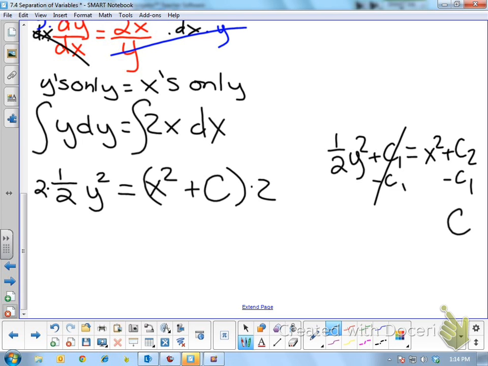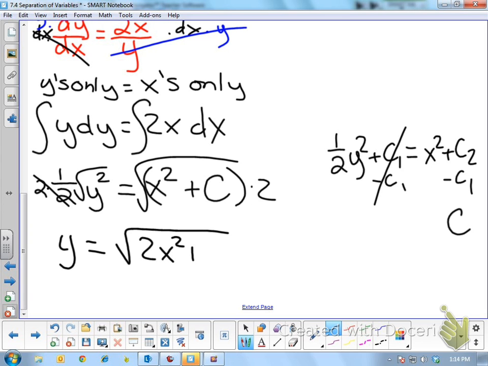And then square root both sides. So we would get y equals square root of 2x squared plus c. So sometimes they will want you to write your answer that way. As you can see, it gets a little bit messy as we're going along.